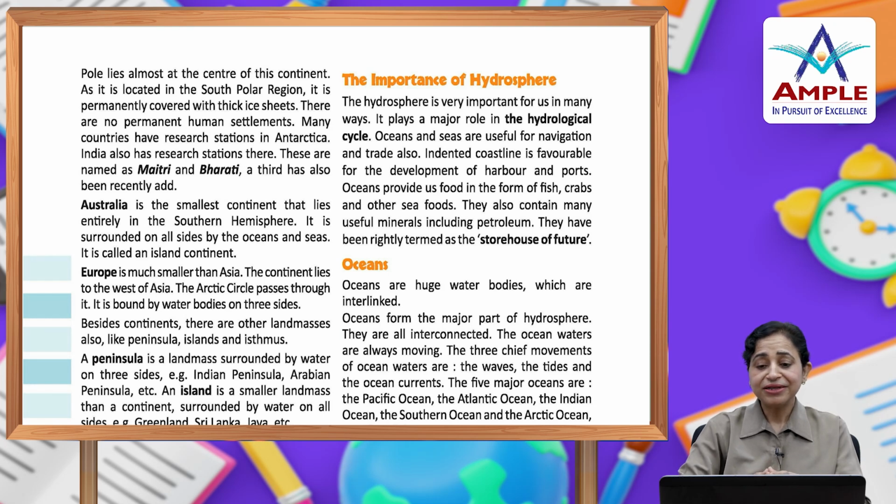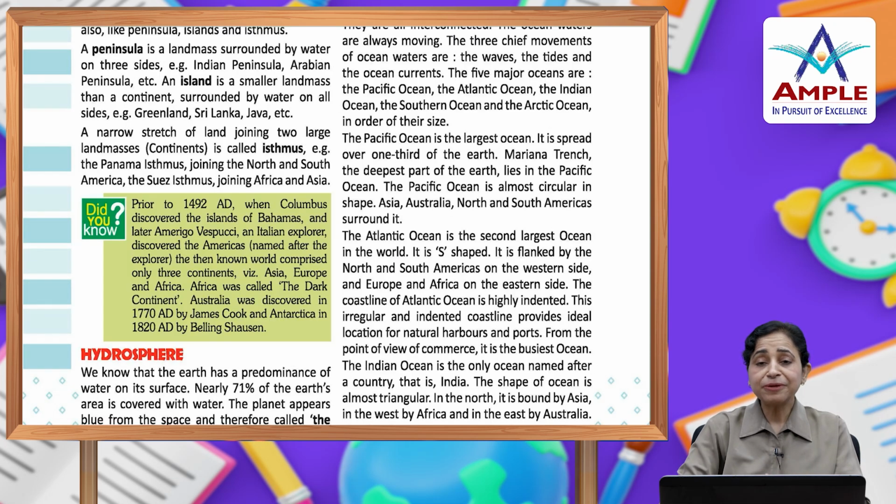The five major oceans are the Pacific Ocean, the Atlantic Ocean, the Indian Ocean, the Southern Ocean and the Arctic Ocean in order of their size. The Pacific Ocean is the largest ocean and it is spread over 1/3 of the earth. Mariana Trench, the deepest part of the earth, lies in the Pacific Ocean.